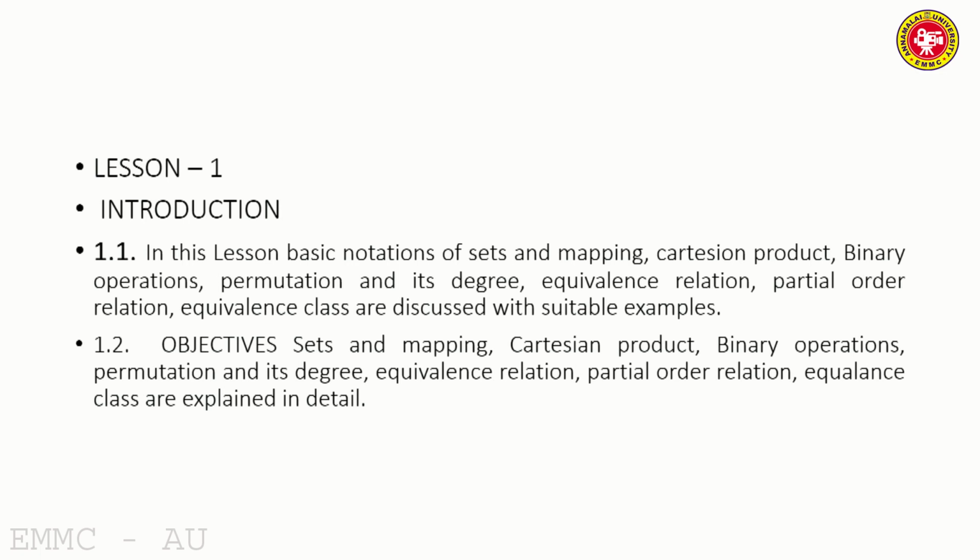In lesson 1, we have introduced some basics. In this lesson, basic notations of sets and mappings, Cartesian product, binary operations, permutation and its degree, equivalence relation, partial order relation, and equivalence classes are discussed with suitable examples. Objectives: sets and mappings, Cartesian product, binary operations, permutation and its degree, equivalence relation, partial order relation, equivalence class are explained in detail.